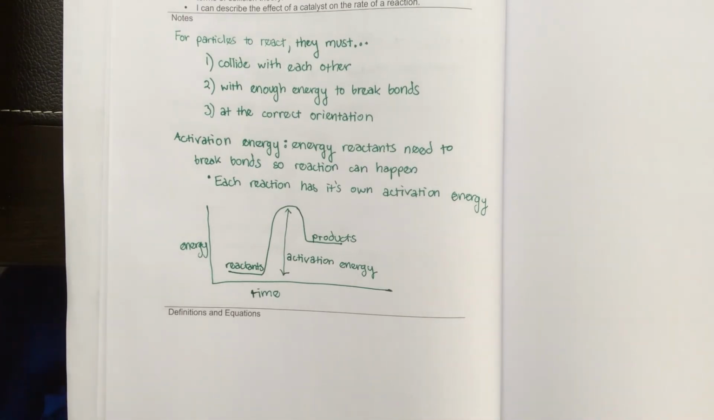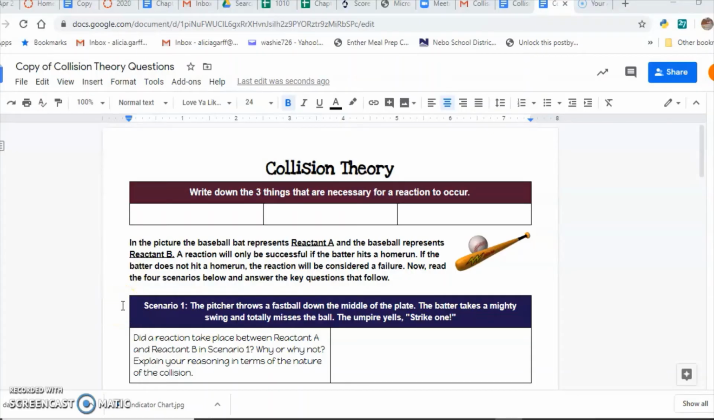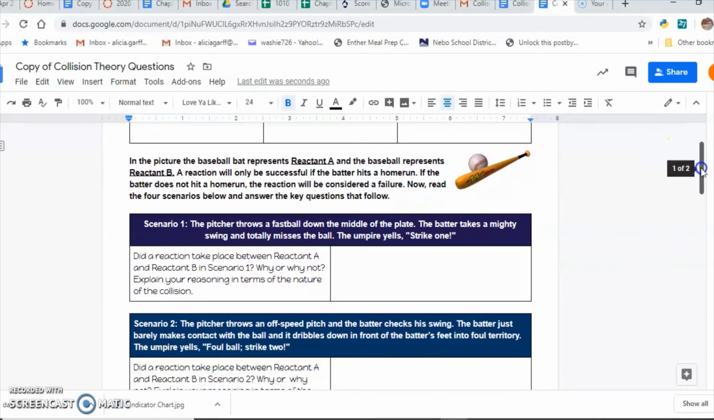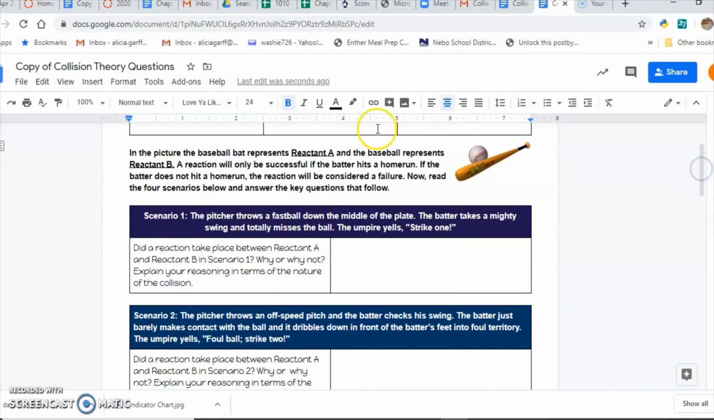All right, so I just want to show you a couple of things on your assignment to help you out. Okay, guys, I just wanted to give you a little bit of help on your assignment. So it's about the things we just talked about. So the first thing you'll need to do is write down the 3 things that are necessary for a reaction to happen. And we talked about those. And then we're talking about a baseball analogy here. So we're saying the baseball bat is reactant A, and the baseball is reactant B.